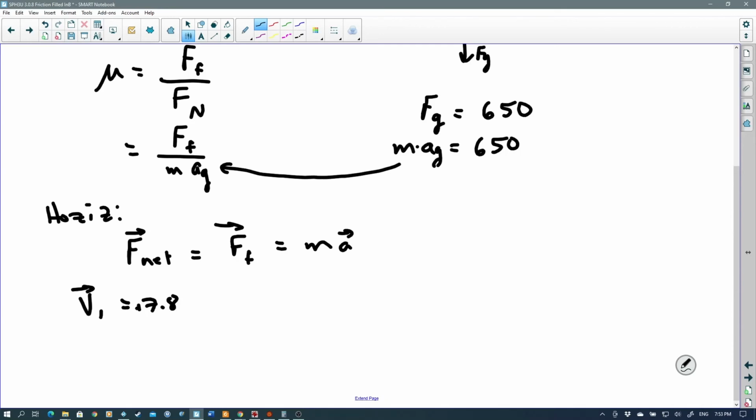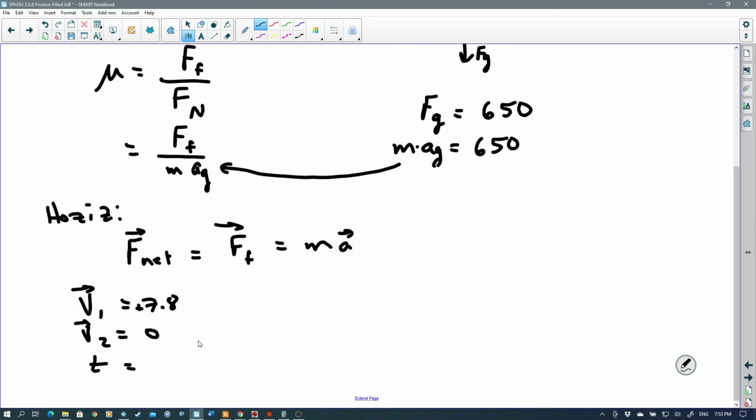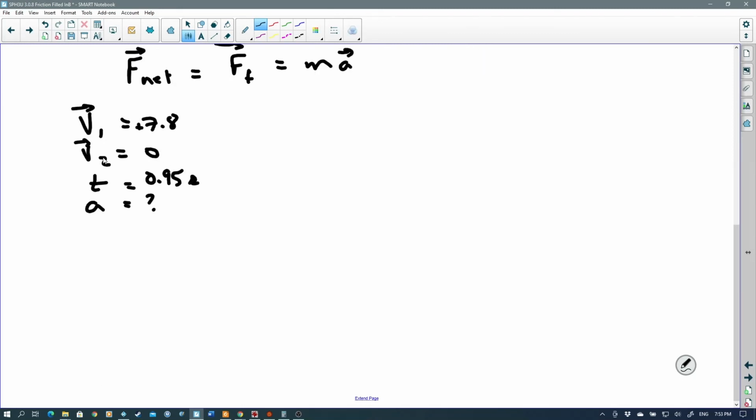For now, I'll just put vector symbols on there. Our V2 is 0. Our time is 0.95 seconds. And we are looking for the acceleration. So what formula has V1, V2, T, and A in it?